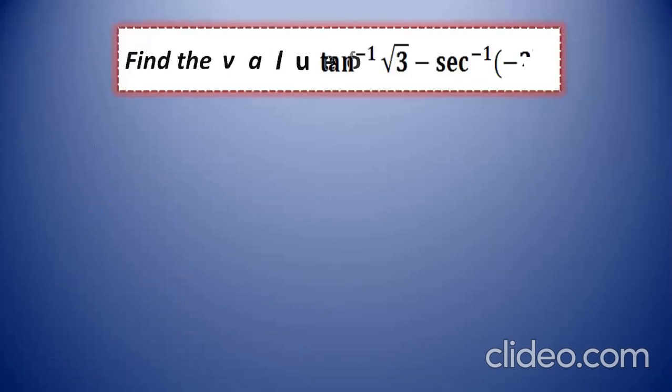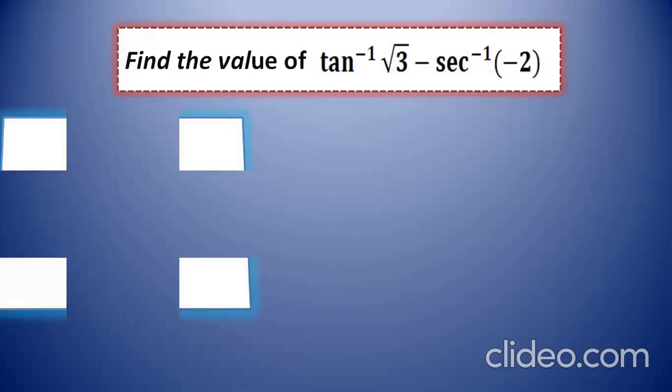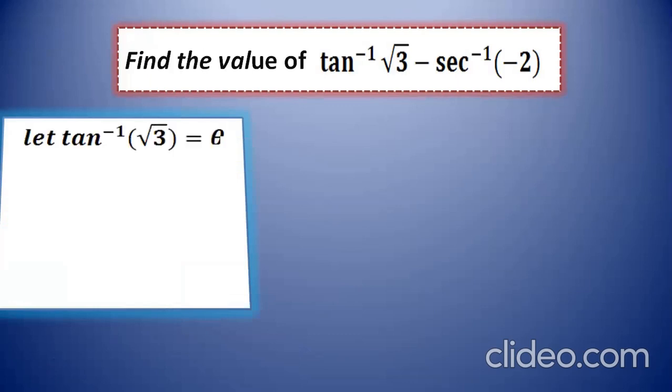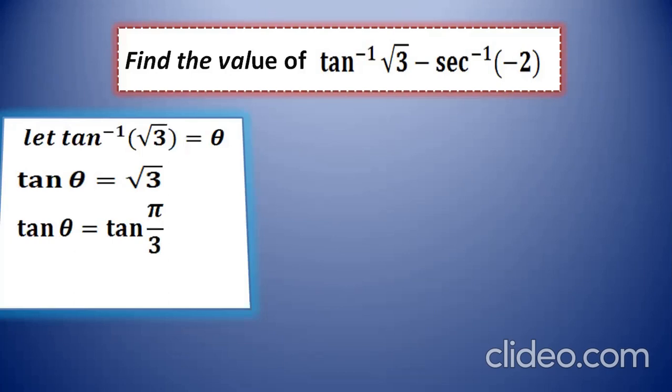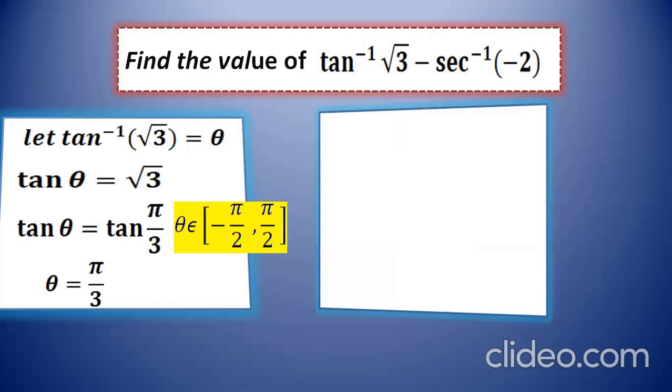Find the value of tan inverse root 3 minus sec inverse minus 2. Here two terms are given in the question. So first of all, we will solve tan inverse root 3. Let tan inverse root 3 be theta. So we can say tan theta is equal to root 3, and then tan theta is equal to tan pi by 3. So that's why we can say theta is equal to pi by 3, because it belongs to the closed interval minus pi by 2 and pi by 2.